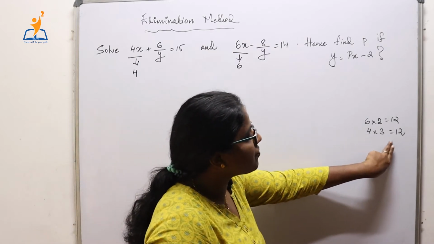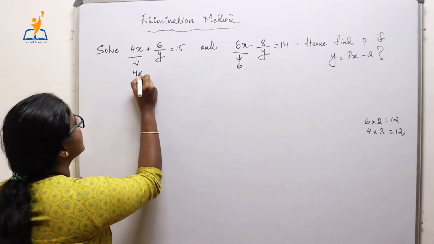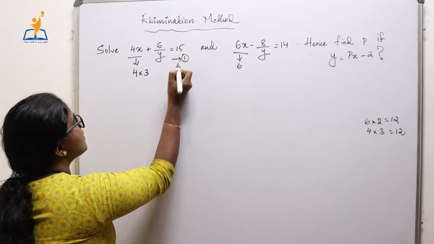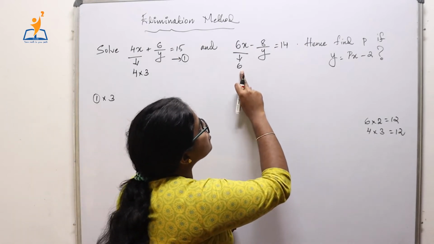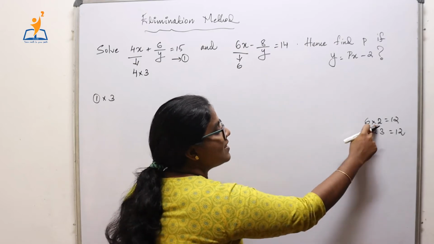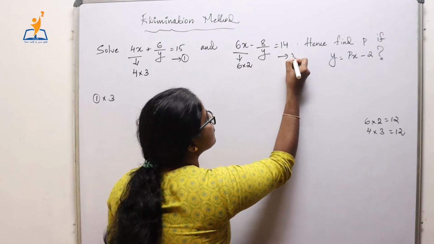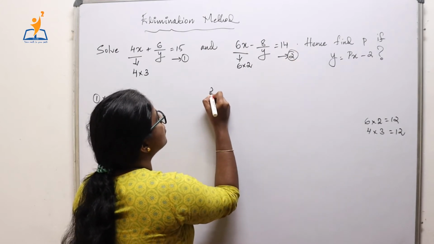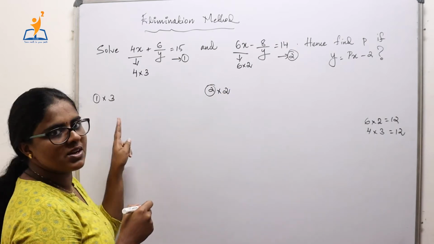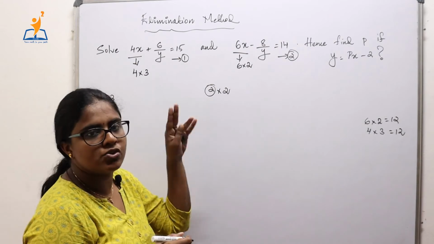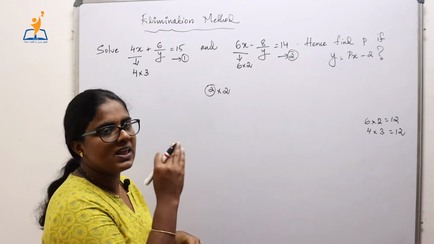In order to make 4 into 12, we have to multiply by 3. That is, we have to multiply the whole equation number 1 by 3. Now what will we do to convert 6 into 12? It is to multiply by 2. So we have to multiply equation number 2 throughout by 2. First we do equation number 1 into 3 and equation number 2 into 2. That will make the coefficient of x equal in both equations.